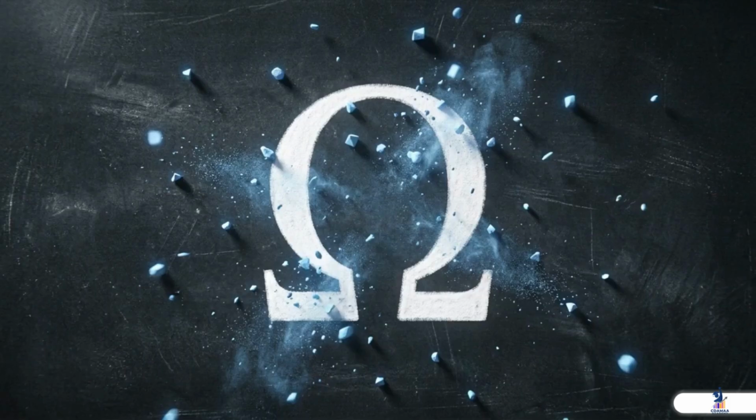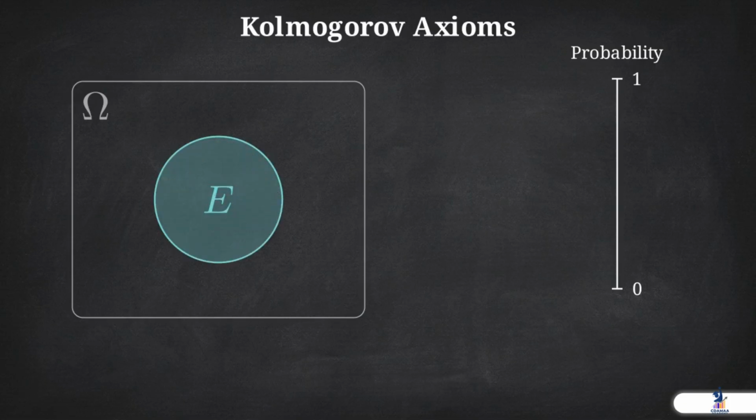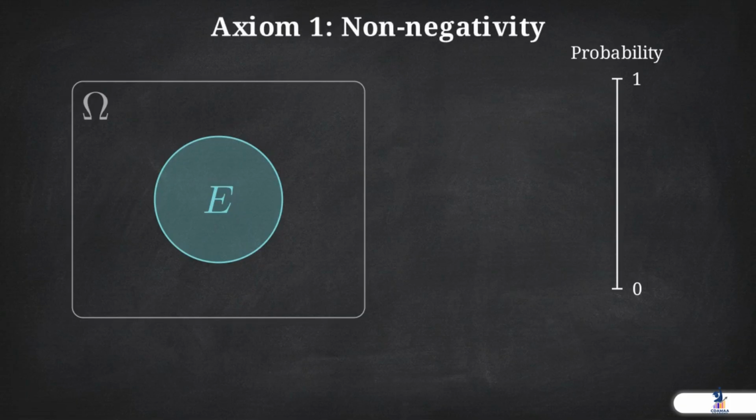We begin by defining the boundaries of our experiment. The sample space, denoted by omega, is the exhaustive set of all possible outcomes. This diagram shows our sample space as a bounding box of possible outcomes. An event, marked by this circle, is just a specific collection of outcomes we care about, a subset of the overall space. This brings us to the first Kolmogorov axiom, non-negativity.